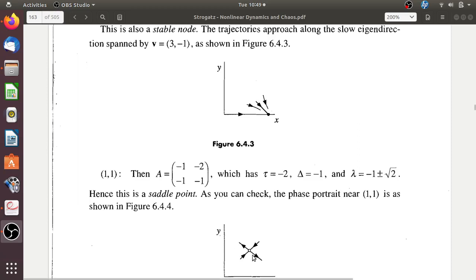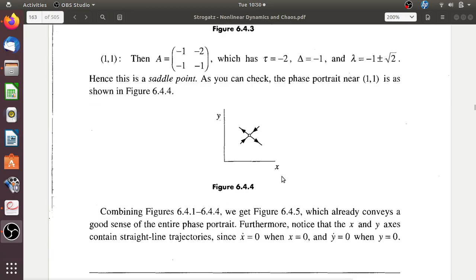So there will be one unstable manifold, and there will be one stable manifold. In which direction those manifolds are going to emerge, we can identify using eigenvalue analysis. And from that we could understand what these directions are going to be.